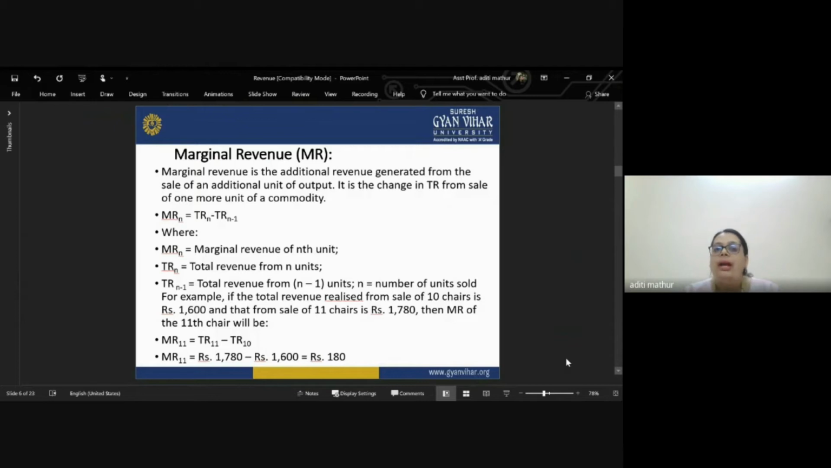And the formula for MR is MR at level N is equal to TR N minus TR N minus 1. The same way we did the calculation for the marginal cost or marginal production. So let us take an example and understand the concept.